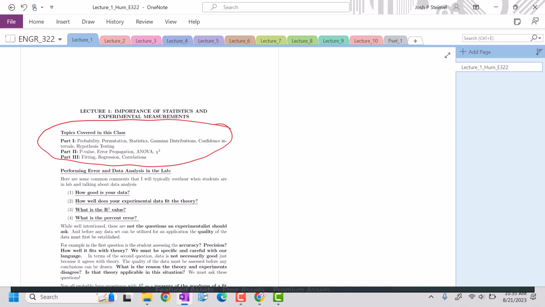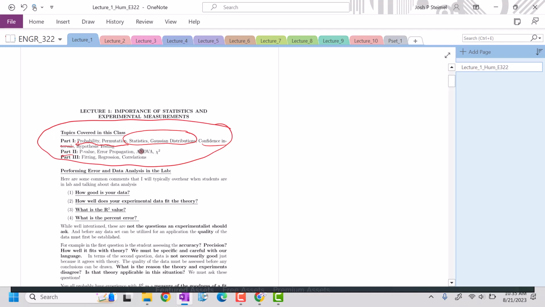Then we're going to jump into probability and permutation. In lecture 2, we're going to look at distributions and histograms and start to look at samples versus populations and all of those good things. Then we're going to get into confidence intervals and hypothesis testing in lectures 4 and 5, and p-values as well.